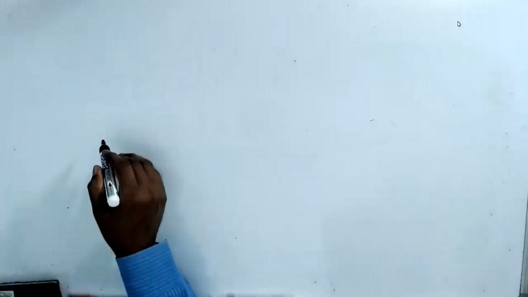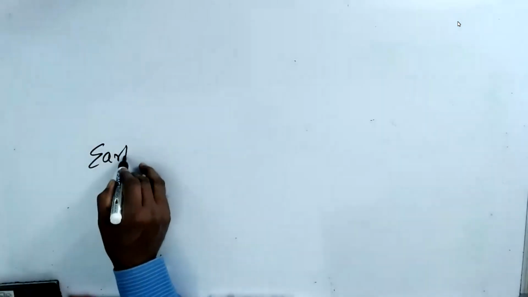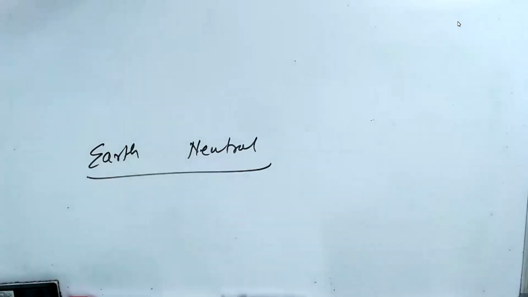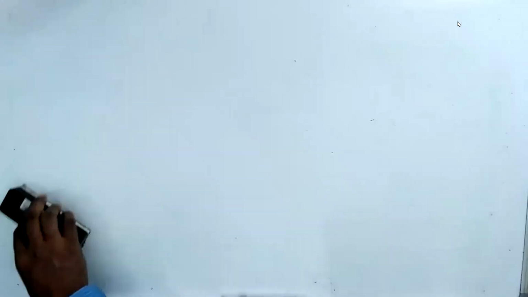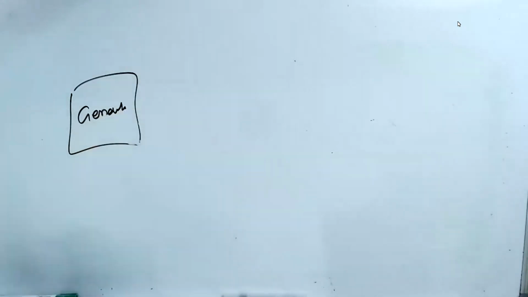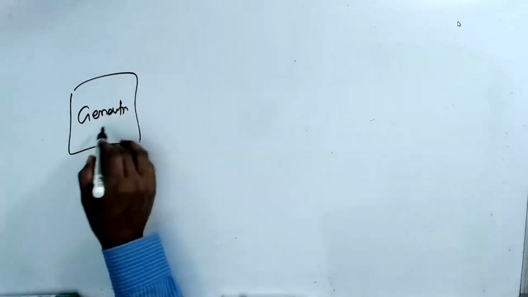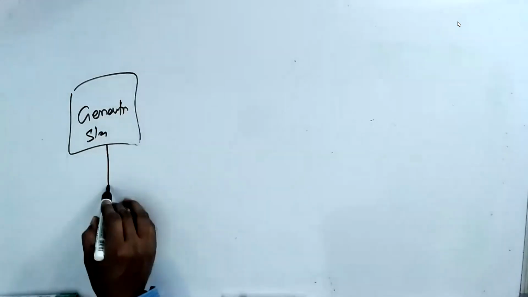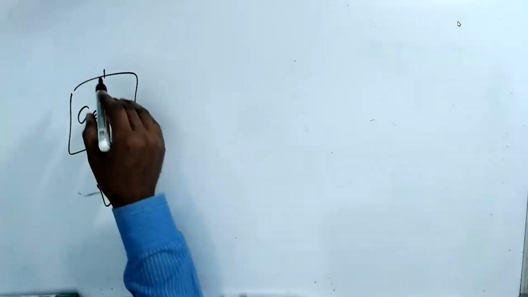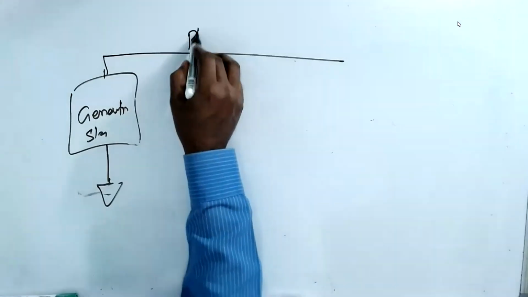So the trick is that people ask, what is earth and neutral? Actually, what happened is this. When they, the generating station, earth the one wire, the negative one, and the positive one comes to you. This is called phase.